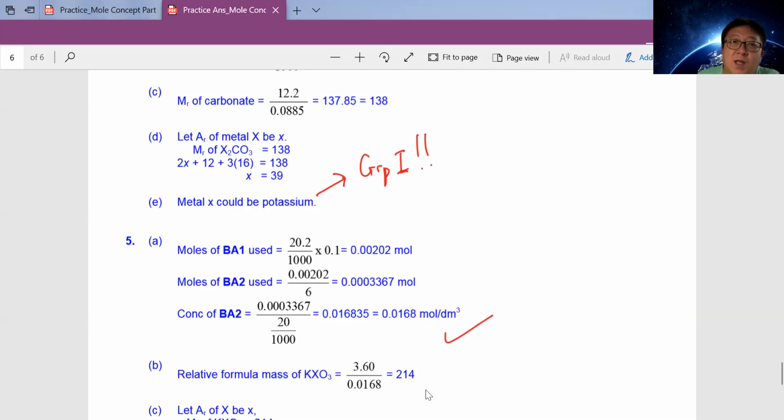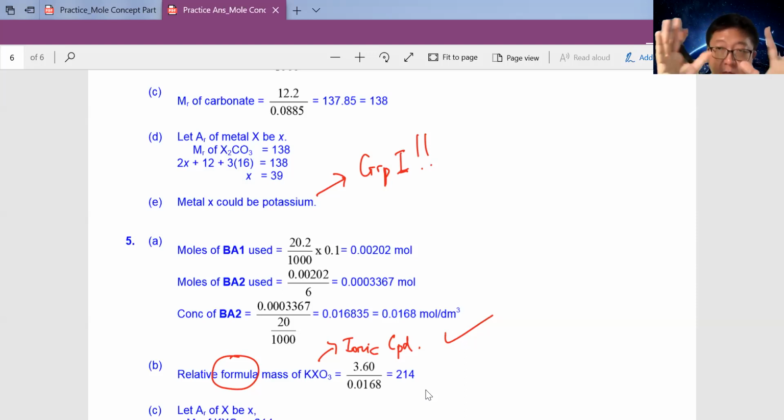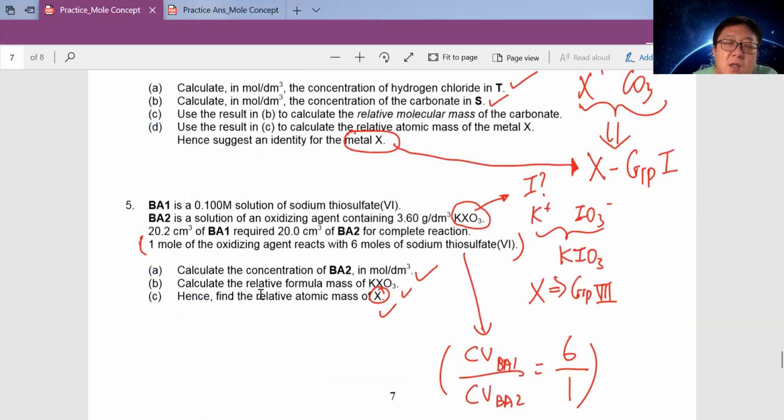Okay, I want to draw your attention to why they use formula mass. This is an ionic compound. Okay, so in the exam, let's say they have no restriction, the question paper never asks for formula mass. You should use molar mass, a very clean-cut way of referring to the formula mass or molecular mass. Don't worry about whether it's covalent or ionic. But this question, you can see that the question paper asks you to calculate relative formula mass.